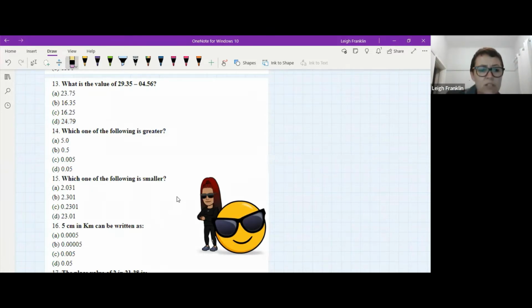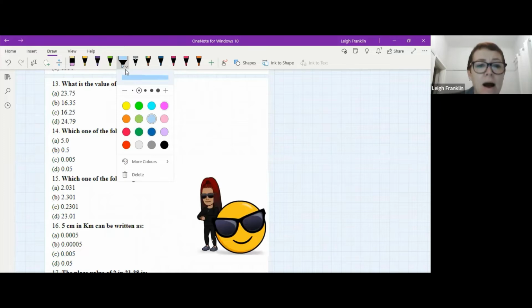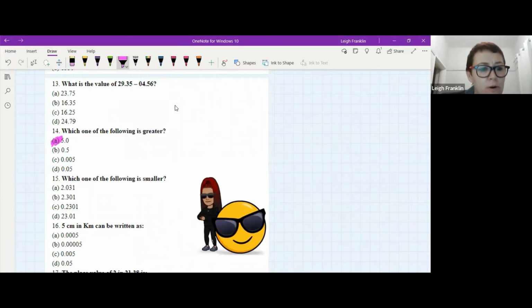All right, but it says which one of the following is greater? So that means which one of those is the biggest. They've given you 5, 0.5, 0.05, and 0.005. So the one that is the biggest is not going to be D. Do you want to try again? A. Ah, there we go. So that is the greatest or the biggest. All right, well done. That's lovely, Asimahle.